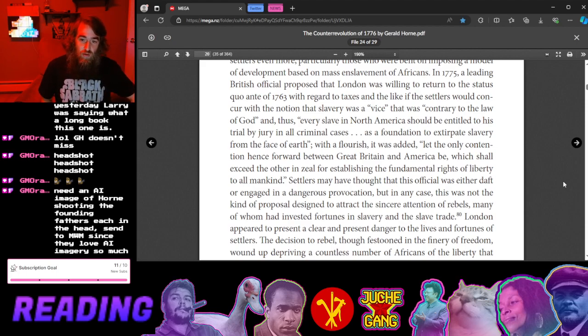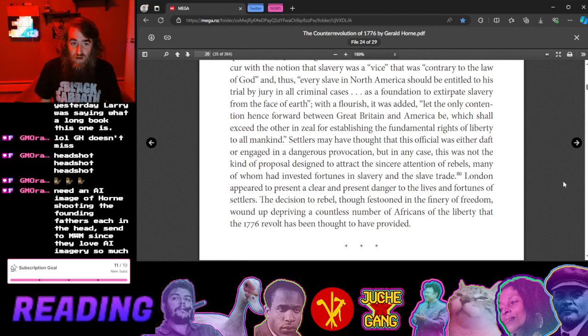With a flourish, it was added, quote, "Let the only contention henceforward between Great Britain and America be, which shall exceed the other in zeal for establishing the fundamental rights of liberty to all mankind," unquote. Settlers may have thought that this official was either daft or engaged in a dangerous provocation, but in any case, this was not the kind of proposal designed to attract the sincere attention of rebels, many of whom had invested fortunes in slavery and the slave trade. London appeared to present a clear and present danger to the lives and fortunes of settlers. A decision to rebel, though festooned in the finery of freedom, wound up depriving a countless number of Africans of the liberty that the 1776 revolt has been thought to have provided.